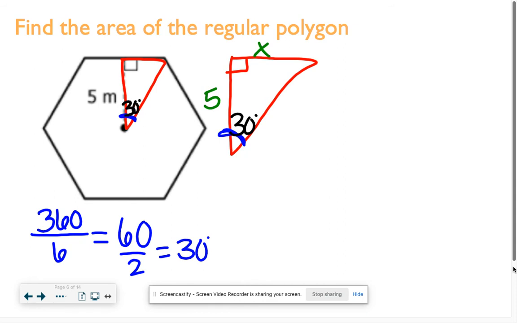So now you can either use our special right triangles, which we've been doing for a very long time, or trig. I'm going to use special right triangles because it is faster and more efficient.